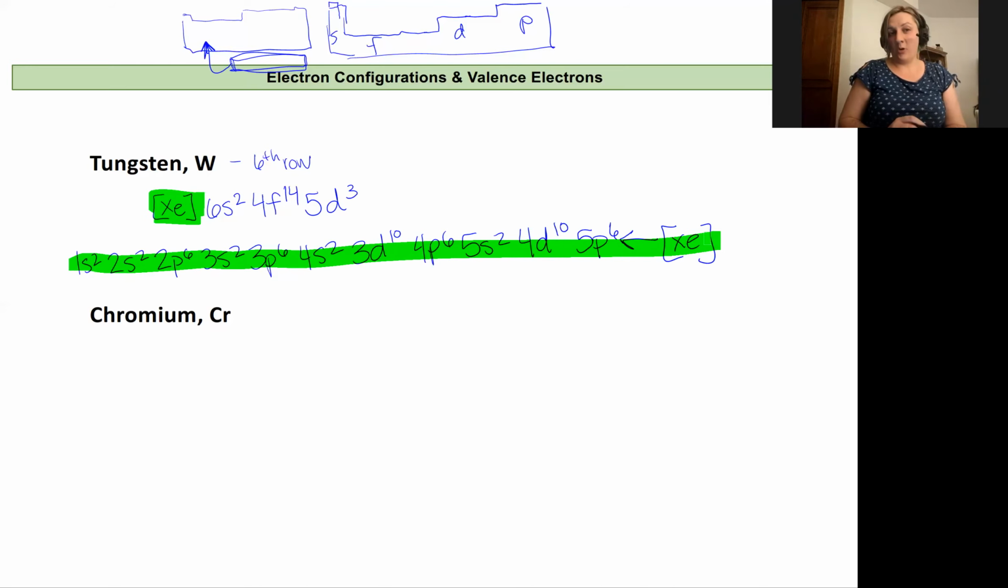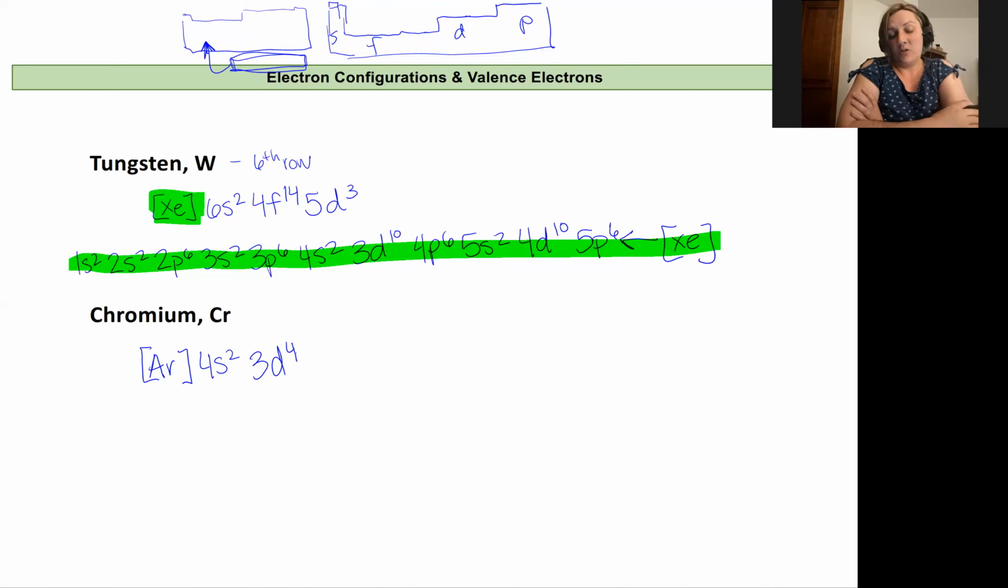All right, now let's look at chromium. This is in our first row of transition metals. And so I'm going to abbreviate again, and the closest noble gas is argon. That is smaller. So I'm going to say, let's assume argon's electron configuration and show the variation from that for chromium. And so it'll have its 4s electrons filled, 4s2. And then we have 3d electrons, so 3d4, just looking at its location on the periodic table.